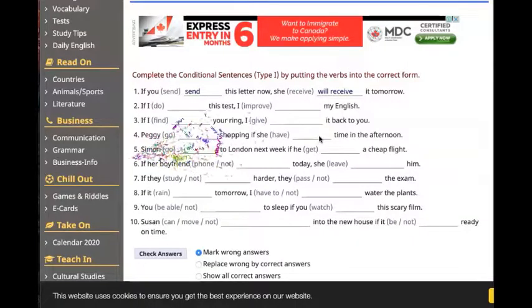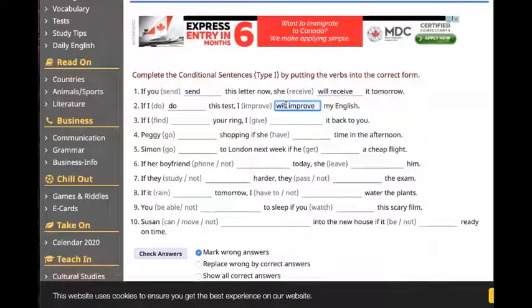Continue with this exercise online about conditional type 1. Remember, we're still working with if. Now, let's do this together. 1. If you send this letter now, she will receive it tomorrow. 2. Now, we continue with if one more time. If I do this test, I will improve.